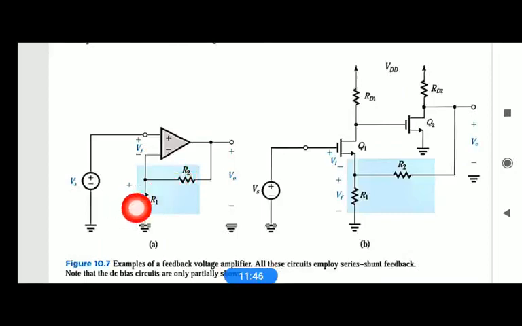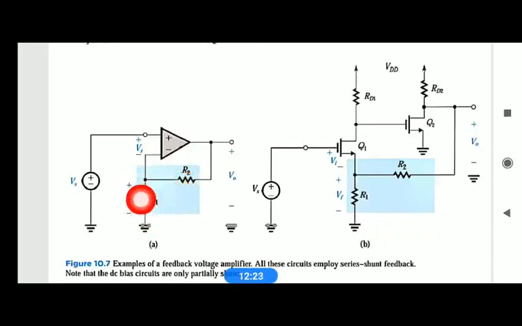So therefore Vf is proportional to V naught. If V naught increases, you see one more thing: V naught is the voltage between this point and ground, which is nothing but the total voltage drop across R2 plus R1. When voltage V naught increases, definitely Vf increases, because Vf is equal to R1 into V naught divided by R1 plus R2.